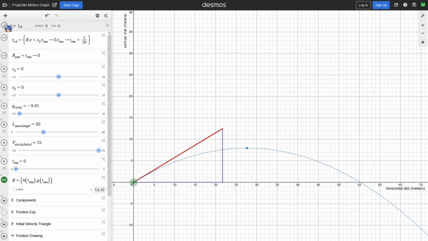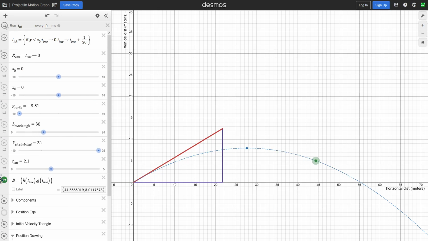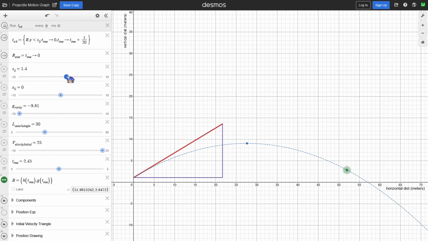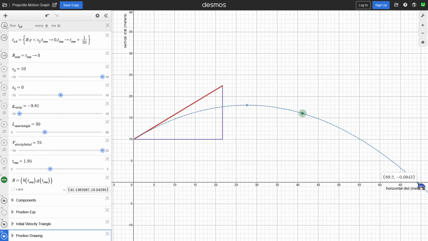If I were to run this, it's slowed down, but for example, if I threw it at an angle of 30 degrees from the ground at 25 meters a second, this is roughly how far it would travel. About 55. It would go roughly about 55 meters. I can also change the initial height, so the endpoint will be more like 69 meters.